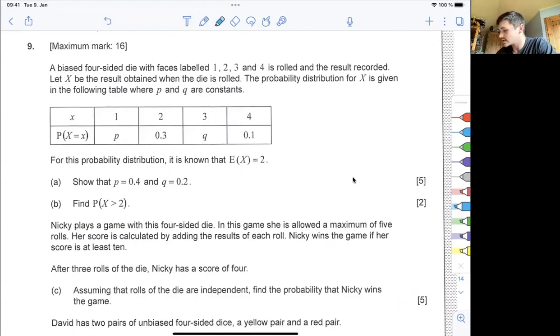All right. So a biased four-sided die with faces labeled 1, 2, 3, and 4 is rolled and the result recorded. Let X be the result obtained when the die is rolled. The probability distribution for X is given in the following table where P and Q are constants.